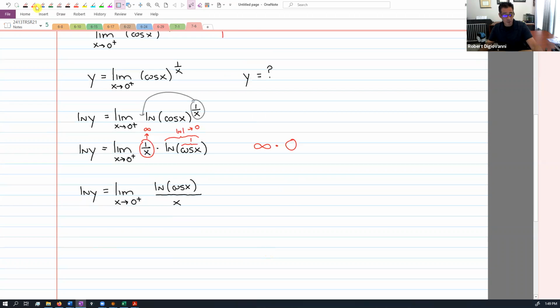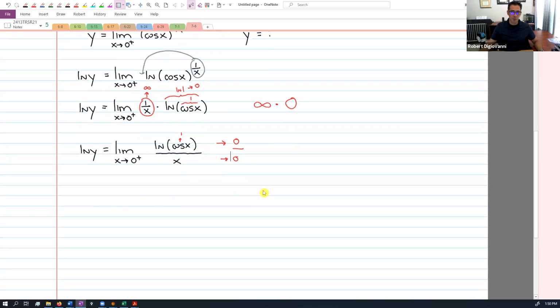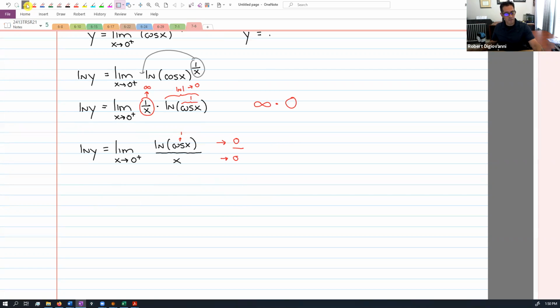And check for yourself if you want right now. We already just said that this piece here goes to 1, and then natural log of 1 is 0. So the top is heading to 0, and the bottom is heading to 0. And now we finally have L'Hopital at this point. Okay? Questions?